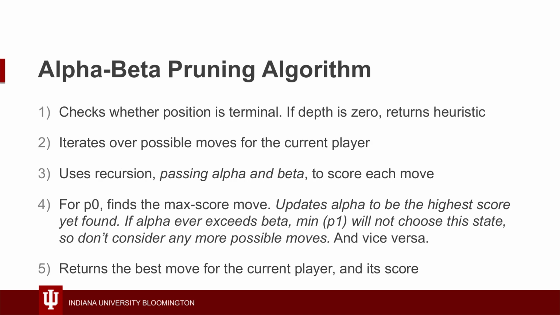So the difference in the alpha-beta algorithm compared to normal minimax is that we're keeping track of our alpha and beta values and passing them in our recursion calls. During player 0's turn, we update alpha to always be the highest score player 0 has found so far, and then if the alpha is greater than or equal to beta, we break, because player 1 will not allow the current state to be reached. And likewise, player 1 updates beta to be the lowest score they have found so far, and if beta is less than or equal to alpha, we break, because player 0 will not allow the current state to be reached. Finally, we return the best move for the current player, along with its score.